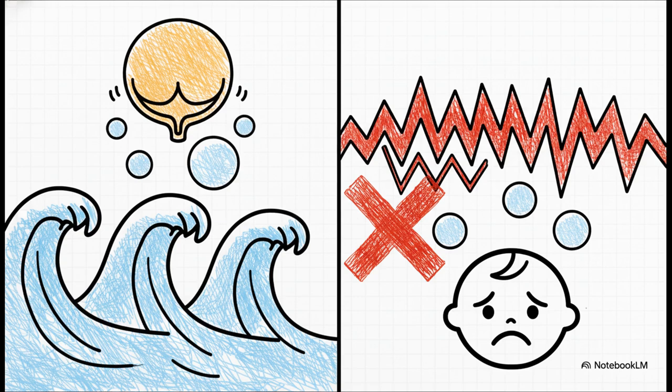If a mother is having more than 5 contractions in a 10-minute window, that is tachysystole. Sustained tachysystole cuts off blood flow to the spiral arteries, and it will cause severe fetal hypoxia. You have to give the uterus a break.